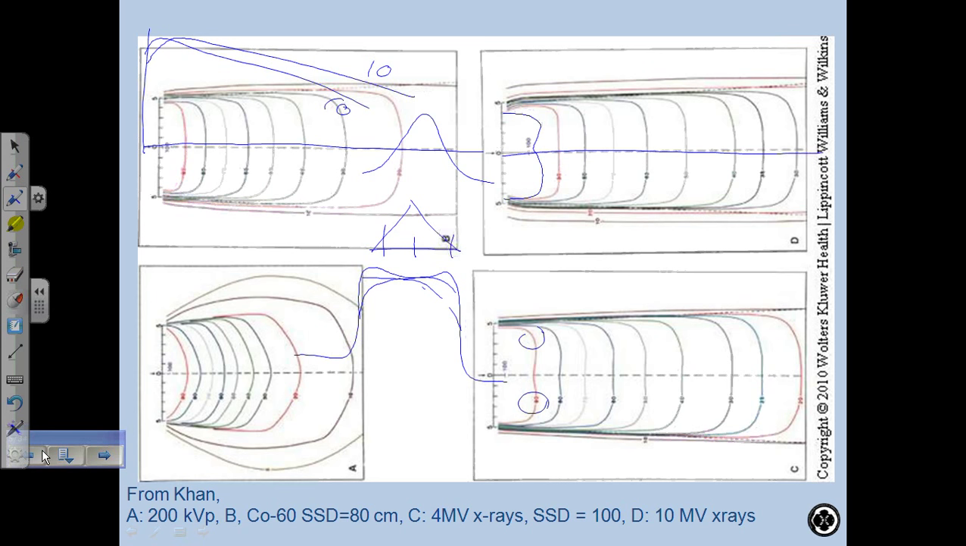Okay? So you had an 80% from this beam, and then a 20% from the other beam, that would now be 100%. So you do that for all the points that intersect. If you have two more beams, like an AP and PA, you do that again. And then you would connect all the points, like you connect all the 80% and the 100%, and you'd have a composite isodose plot. Okay, that's before treatment planning computers.